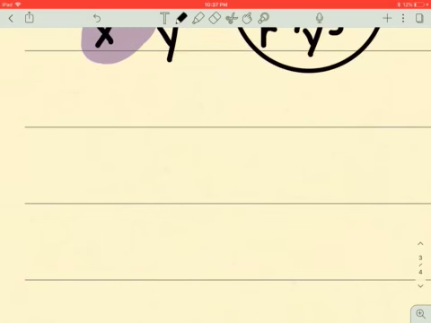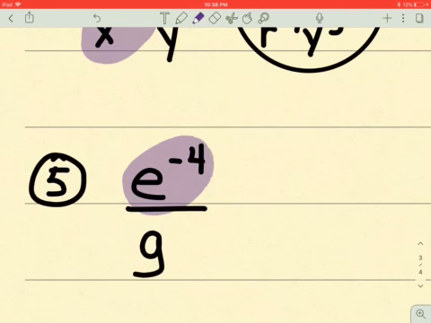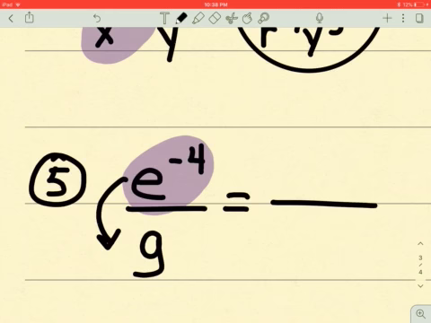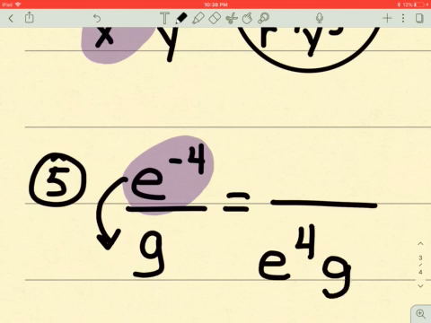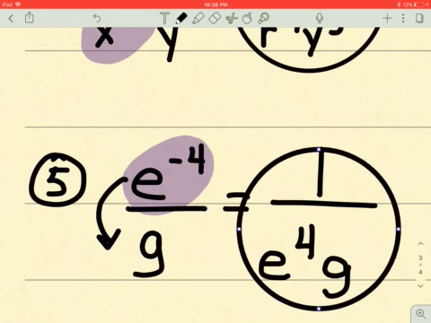Let's look at one that looks like this real quick. If I have, say, e to the negative fourth all over g. Step one is to identify my negative exponents, and there's that. So to make that positive, I know I have to send that to my denominator. And when I do that, I will be left with e to the fourth g in my denominator, but I'm left with nothing in my numerator. In order to leave that in a rational form, I need to write a 1 there. And that's my answer right there: 1 over e to the fourth g.